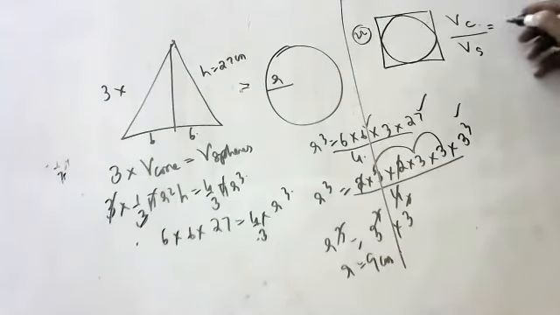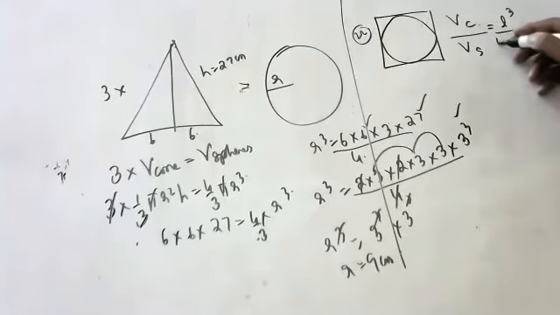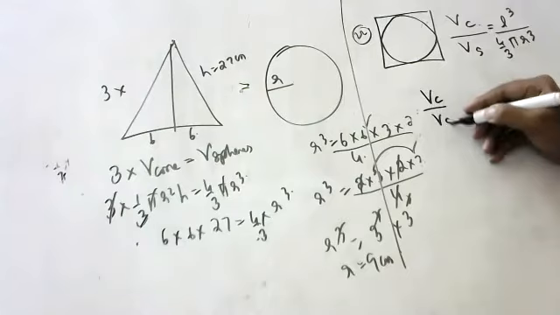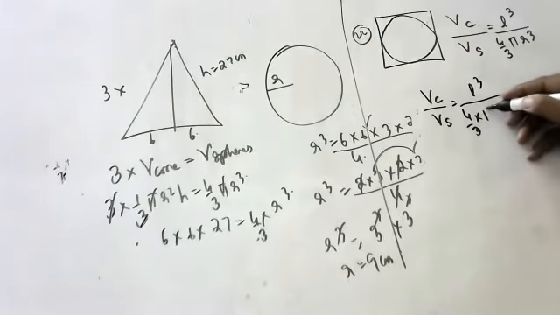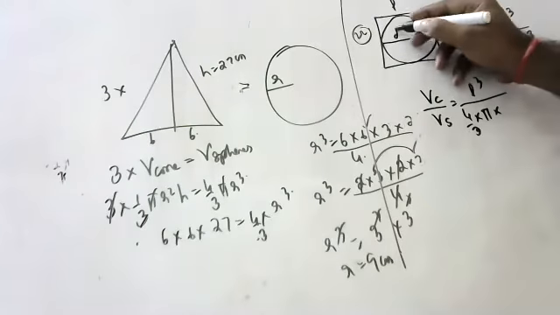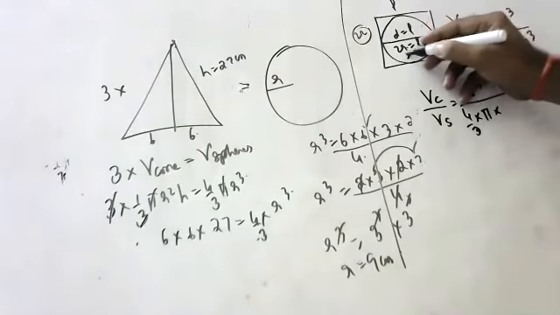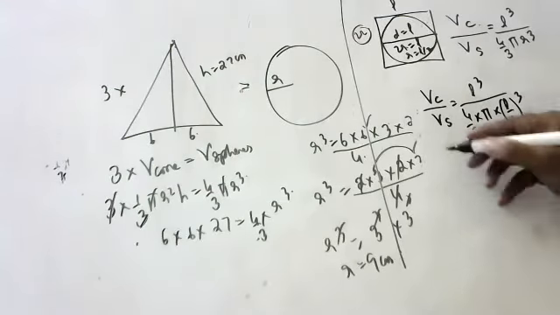What is the volume of cube formula? L cube. Volume of sphere? 4 by 3 pi r cube. Okay. So volume of cube by volume of sphere is L cube by 4 by 3 into pi into r cube. If this is L, the diameter is also L. Diameter 2r is equal to L. R is equal to how much? L by 2. R is equal to L by 2. So L by 2 whole cube. Now can you tell me the substitution?